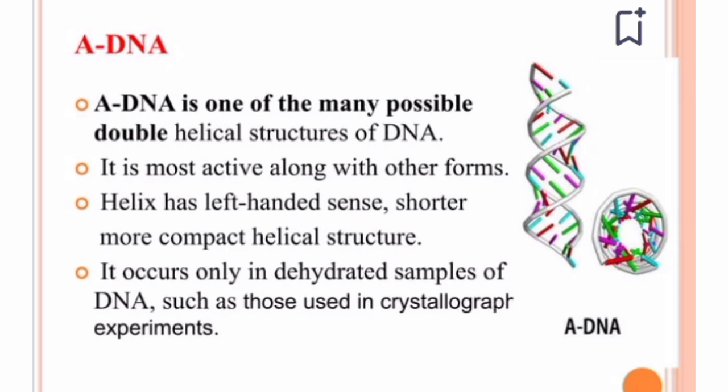A form is also a right-handed helix. It contains 11 base pairs per turn. This is the tilting of the base pairs by 20 degrees away from the central axis. So A helix is right-handed and short, and then it occurs in a dehydrated sample.